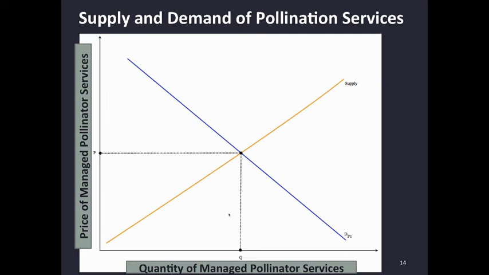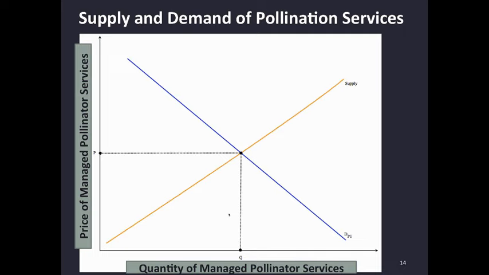I present a simple supply and demand diagram for pollination services in slide 9. This model provides one basic economic approach to understanding pollination value. The pollination value for different crops can be reflected by the contract price for bees for those crops. In this figure, the orange line rising to the right is the supply curve, and it represents the cost of supplying pollination services to growers. And the blue line is the grower demand curve for pollination services.